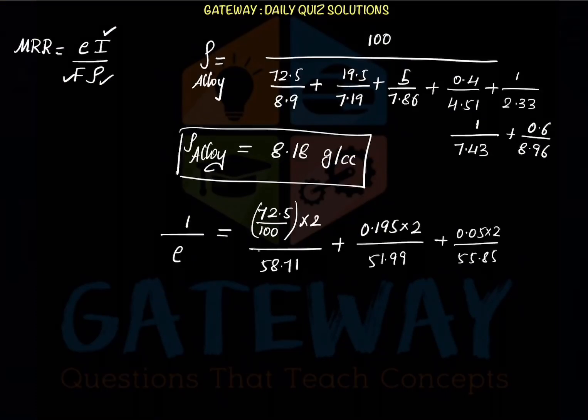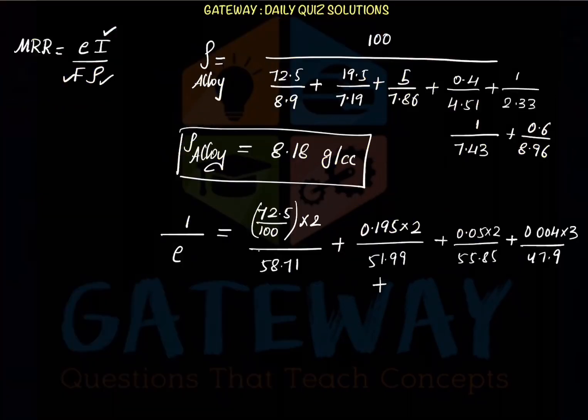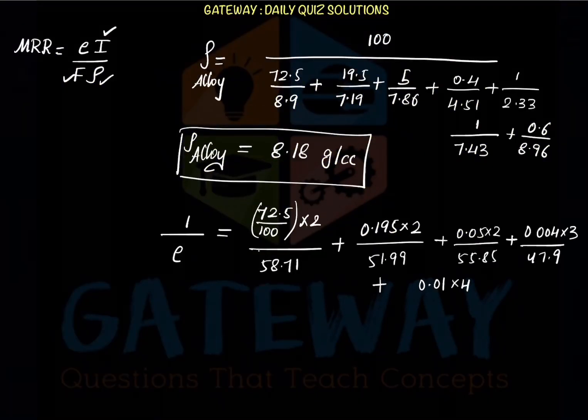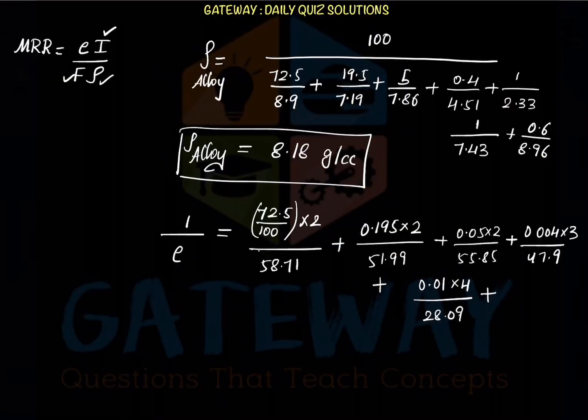And then after ferrous it is titanium, and for titanium it is 0.004 into 3 upon 47.9. And after titanium we have silicon. For silicon, 0.01 into, nothing but 1% is given, right? So 0.01 into valence of silicon 4 upon 28.009, its atomic weight. Similarly, the last two elements are manganese and copper. For manganese it is given 1%, so 0.01 into valency upon 54.94, its atomic weight. And then finally comes our copper.